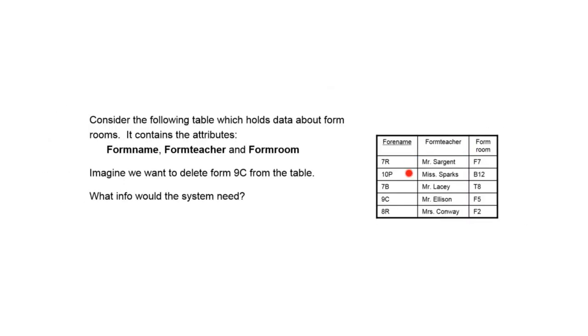Consider this simple table which holds data about the rooms in a school for forms. It contains attributes form name, form teacher, and form room. Imagine you were writing a procedure to delete form 9C from this table. What information would you need to supply in order to produce this algorithm?